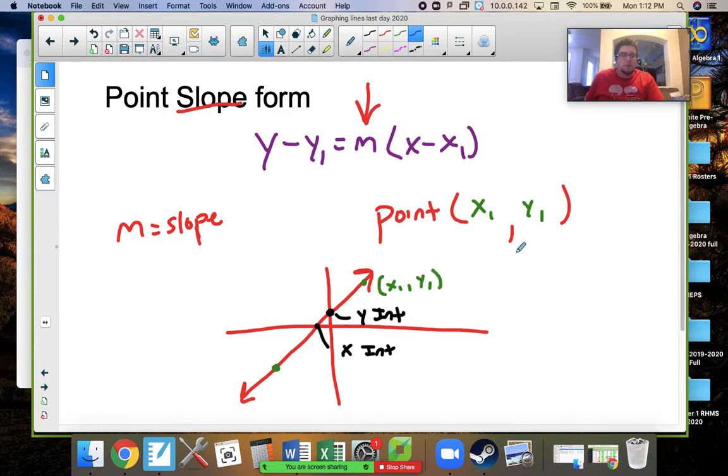Two things to remember about this point. It has to be the opposite sign that it is up here in the equation. So notice here that that's clearly a negative x1, but we list it as a positive. Negative y1, positive. The other thing is x goes with x, and it has to be listed first.